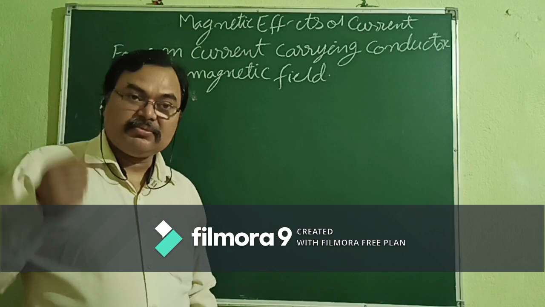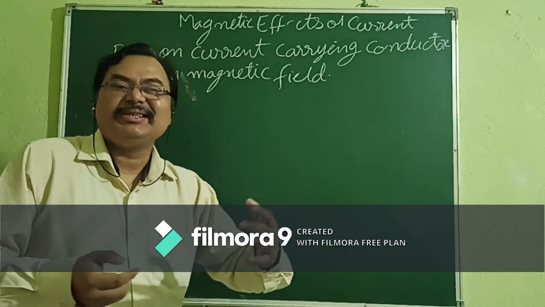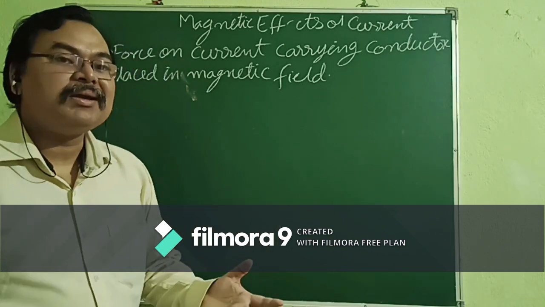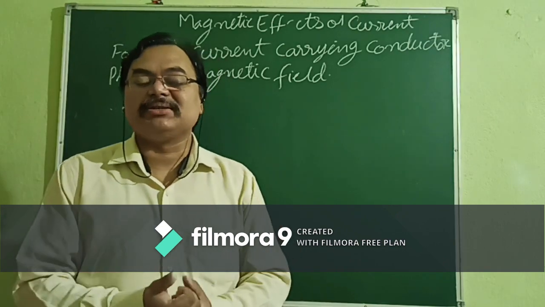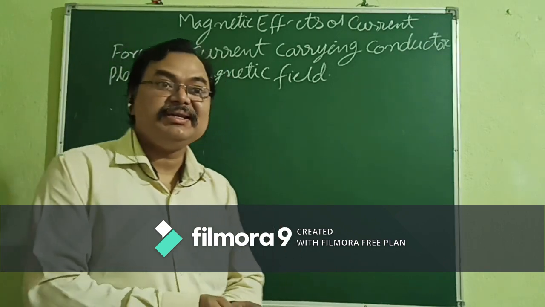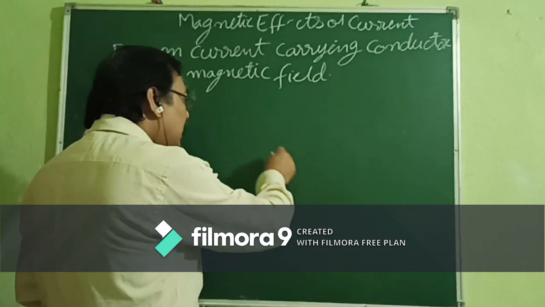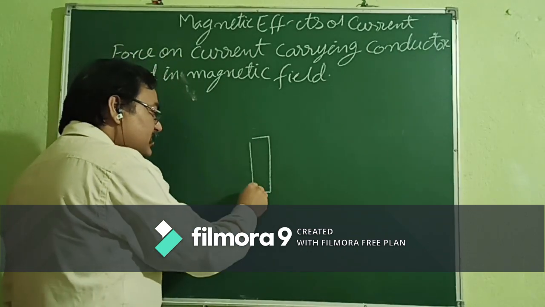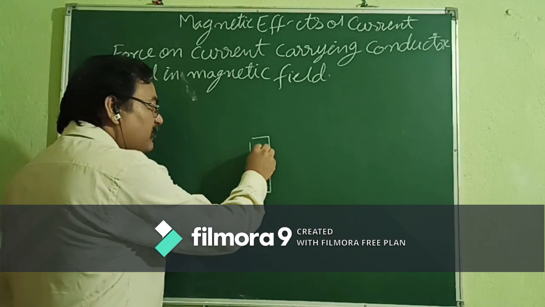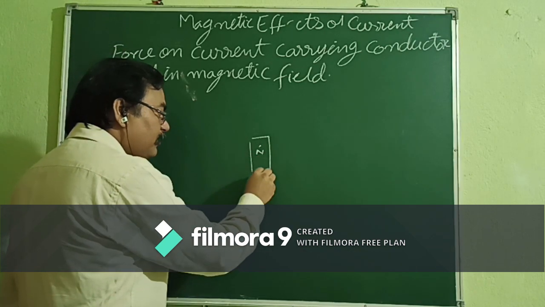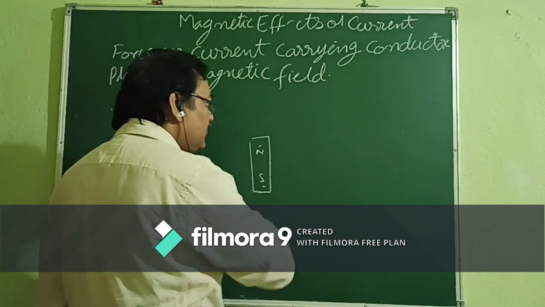So how does this force act, and why does this force act on a current carrying conductor when it is placed in a magnetic field? What is the reason for this? If there is a magnetic field, that means somewhere there is a magnet, because without a magnet a magnetic field is not possible. So somewhere here we have got a magnet, and that is why it is creating a field in this region.